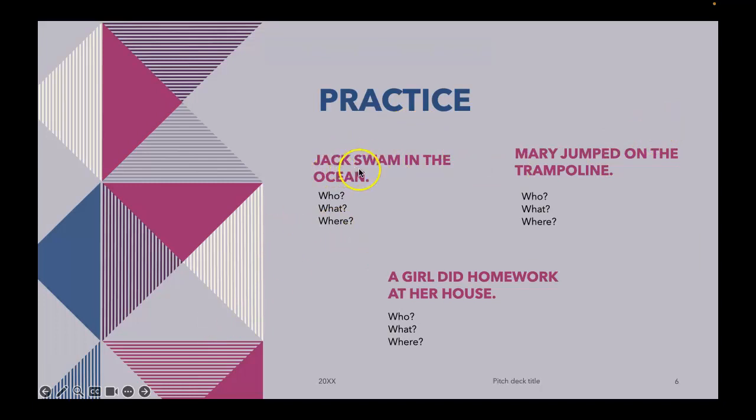So number 1, Jack swam in the ocean. Remember to answer who, what, and where. The next one, Mary jumped on the trampoline. Number 3, a girl did homework at her house. So pause this and take your time and answer the who, what, and where questions.